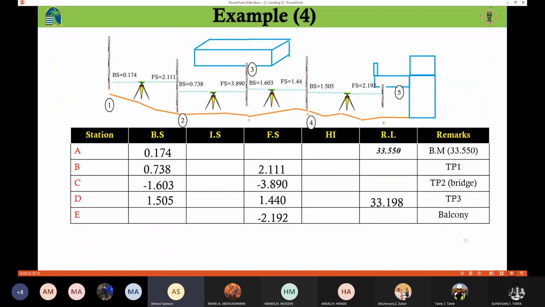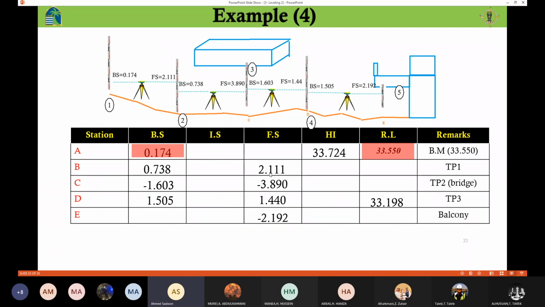So first we need to determine the height of an instrument. Here I have points 1, 2, 3, 4. First, the height of an instrument for this location is going to be the reduced level, which is the benchmark at point 1, plus the backsight. Then here we are going to have the height of an instrument.